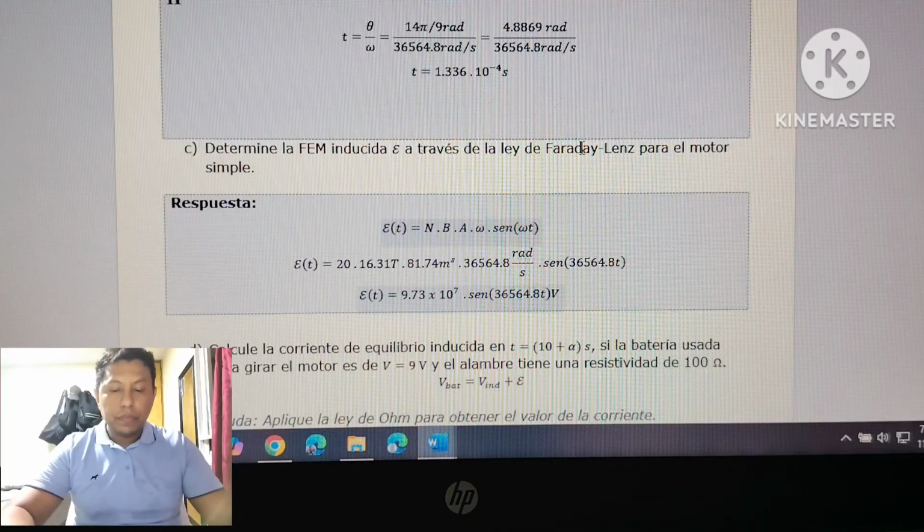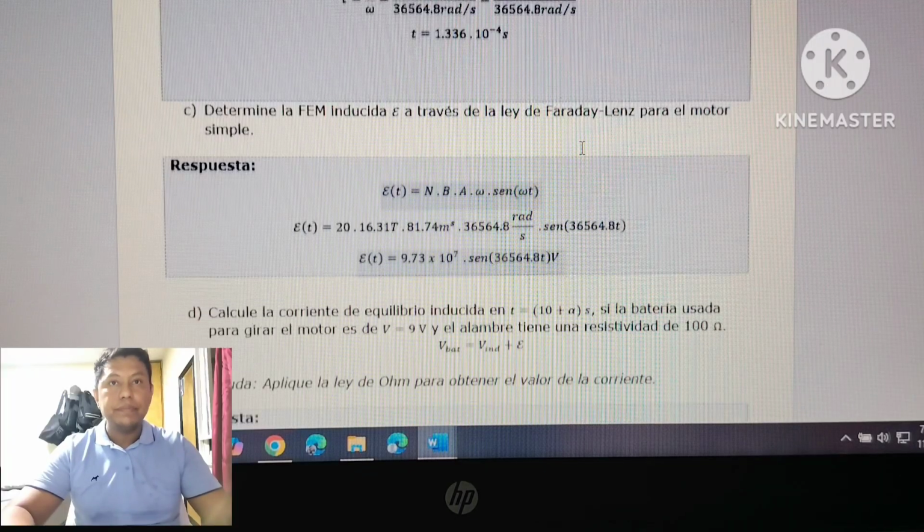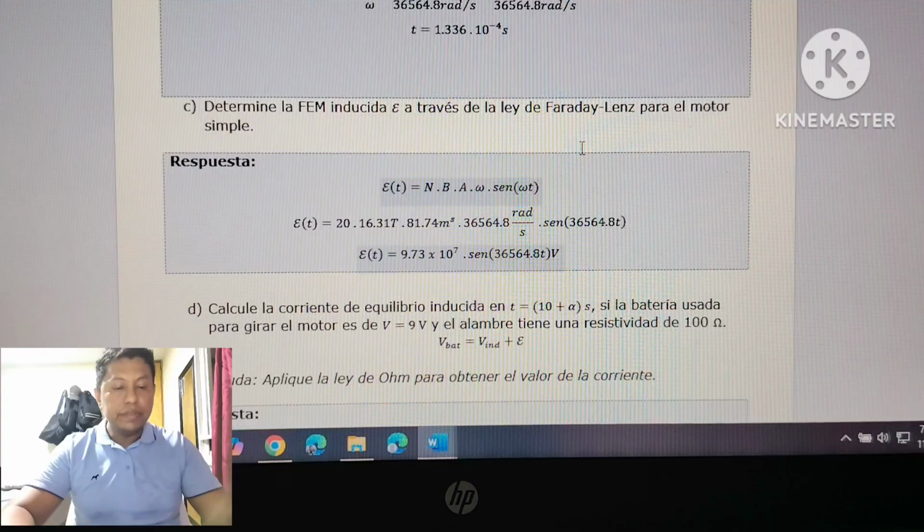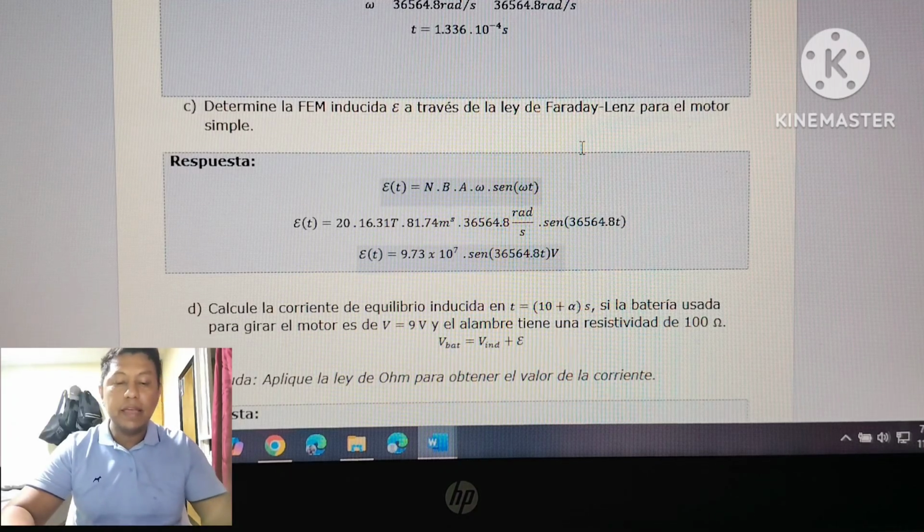Now we calculate the induced electromotive force using Faraday-Lenz Law. The induced electromotive force is obtained by multiplying the number of turns by the magnetic field magnitude, the area, the angular frequency, and the sine of omega t. Replacing values, we find that the induced electromotive force equals 9.73 times 10 to the 7 times sine of omega t.